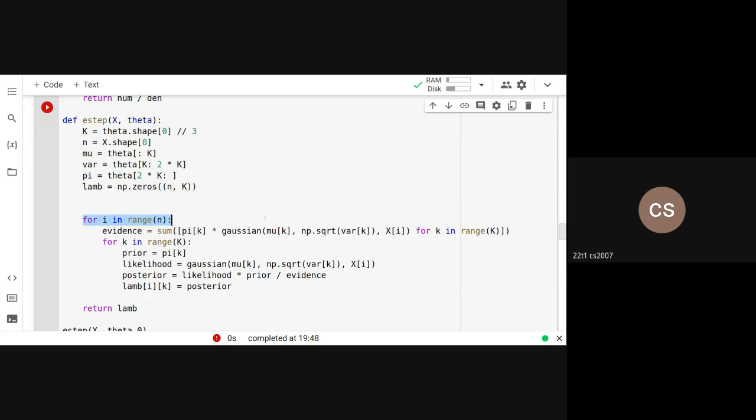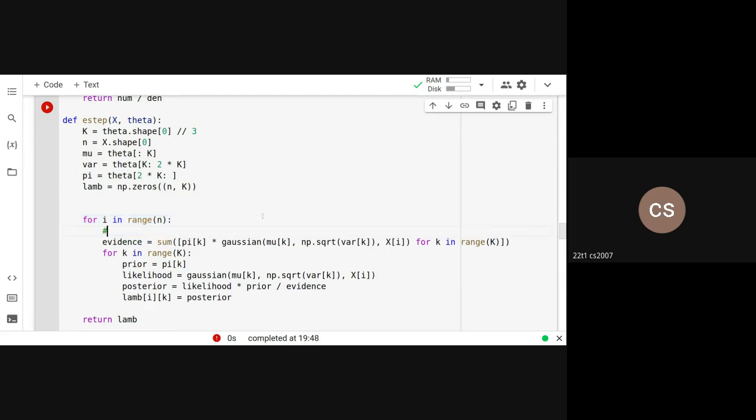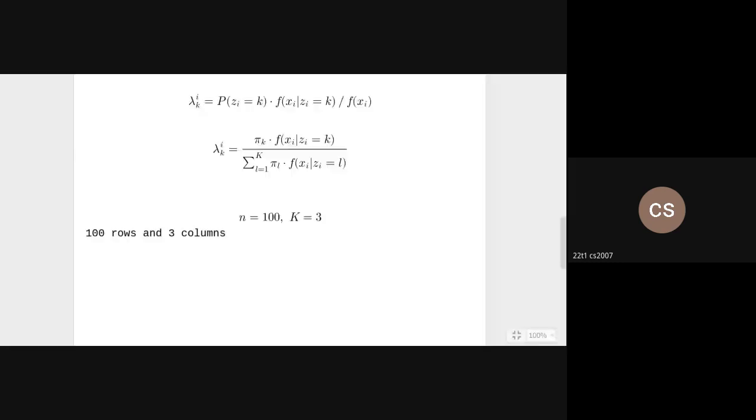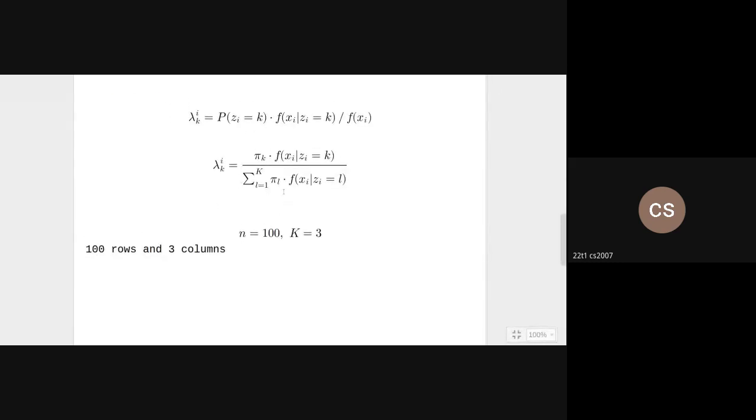This is f of xi, basically. What I call evidence is f of xi. f of xi is what? Sigma pi k into f of xi given zi equal to k. In case this is not clear, please go back to this and see this. I am computing the evidence once for each data point.